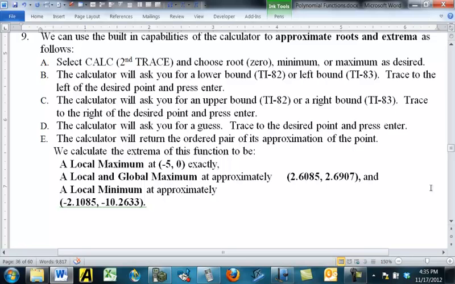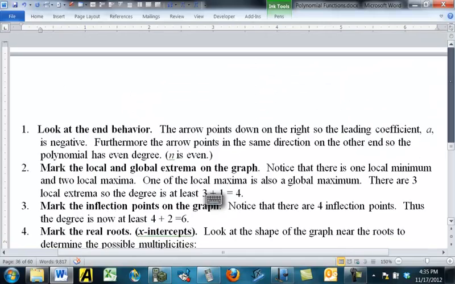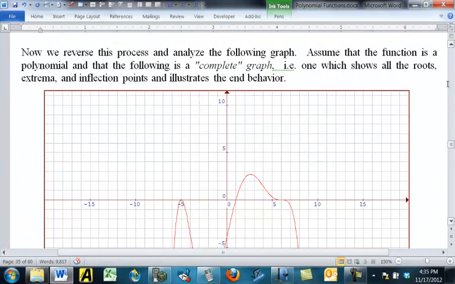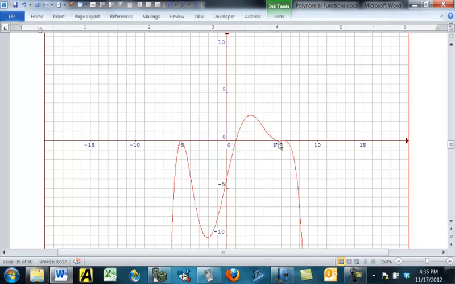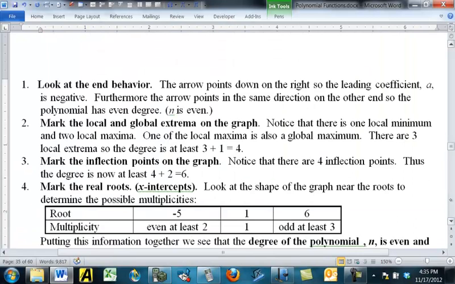Now, once you have this graphed, you can approximate roots and extrema. Of course, we know the roots, and the extremum here is exactly a maximum at negative 5. We know one inflection point for sure is at 6. There's a minimum here, a maximum here. We could approximate those once we get it in our calculator.